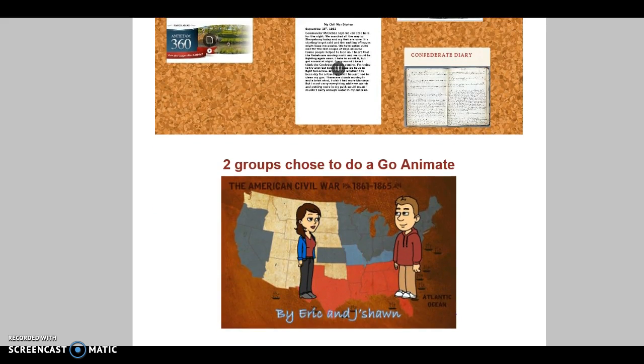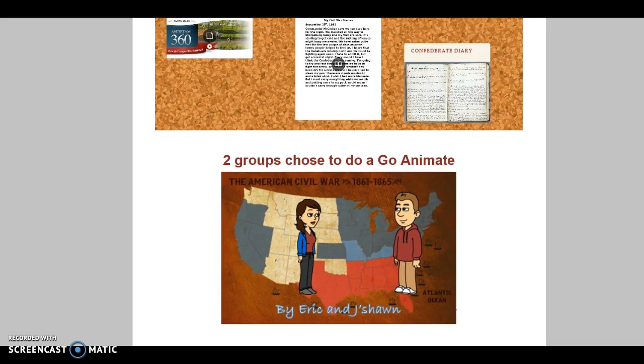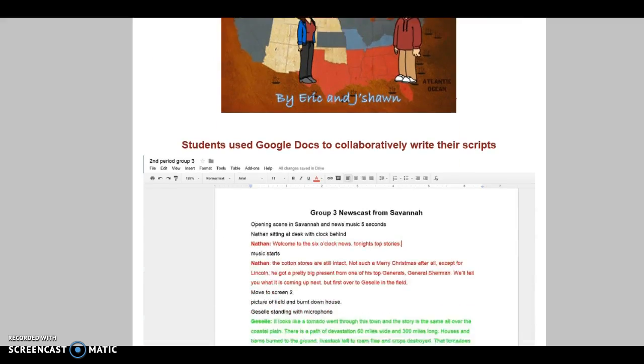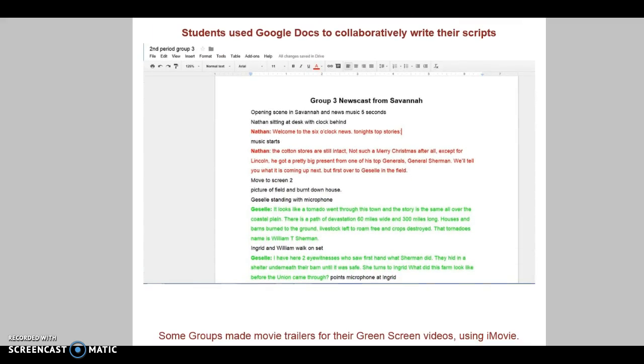The Go Animate videos, which were very cute. They started out, or this group started out, using the electronic voice where they just type in what they want them to say, and then they decided to re-record their voiceovers on Audacity. Eric did the little girl's voice. It was very funny.